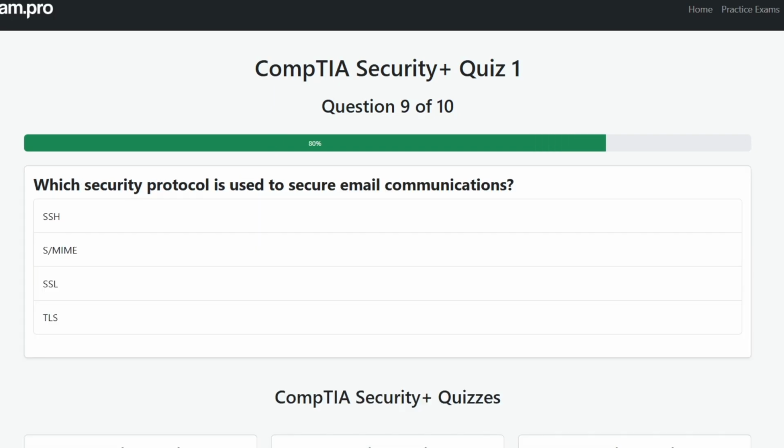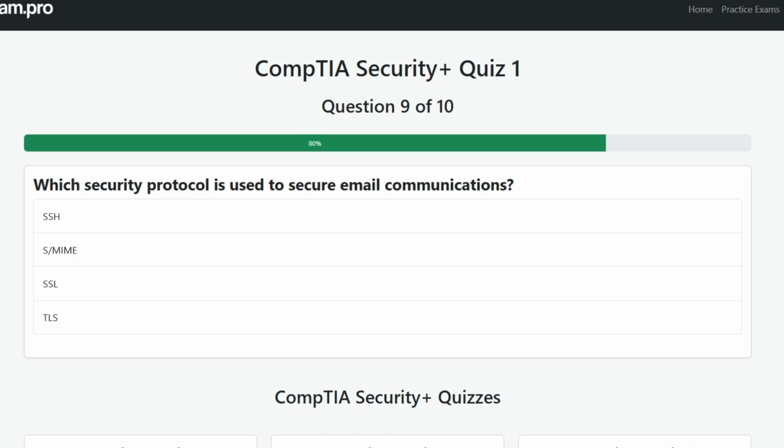Question 9. Which security protocol is used to secure email communications? SSH, S/MIME, SSL, or TLS? So we have SSH here, which is used for secure shell access, usually for consoles, things like that. That's not really meant for email communication, so that would not be the correct answer.